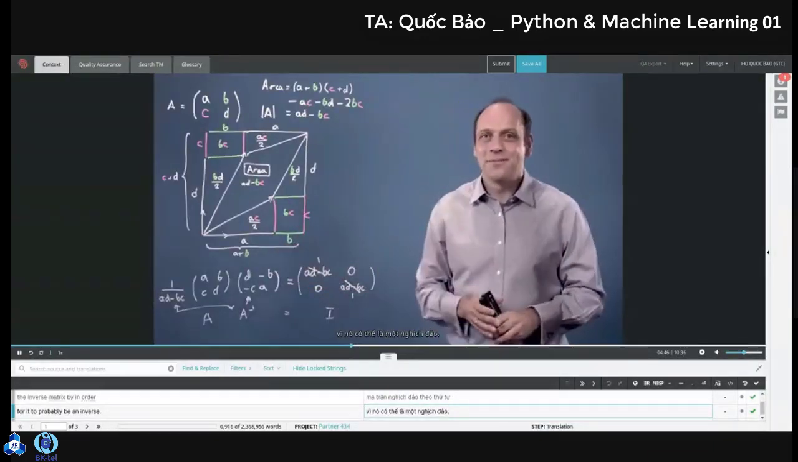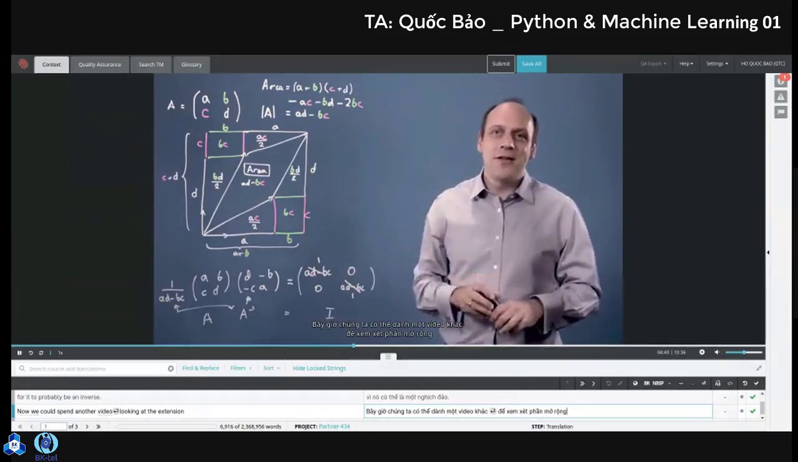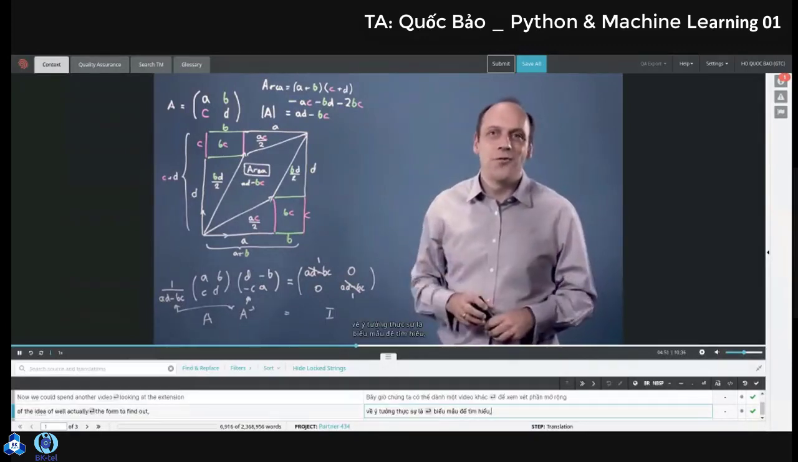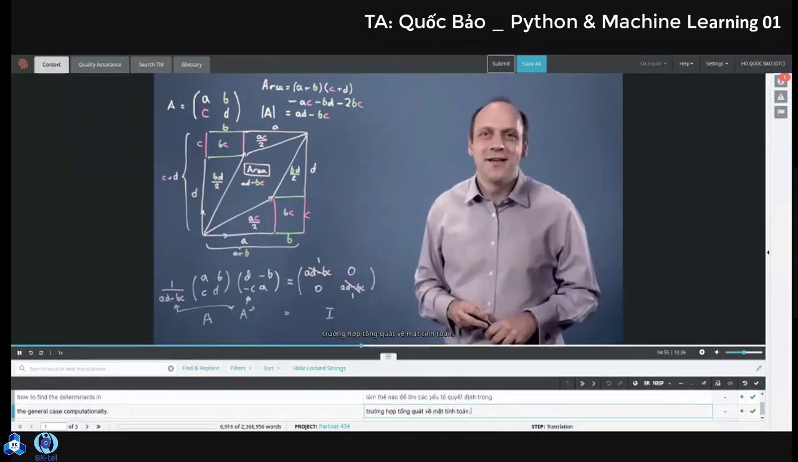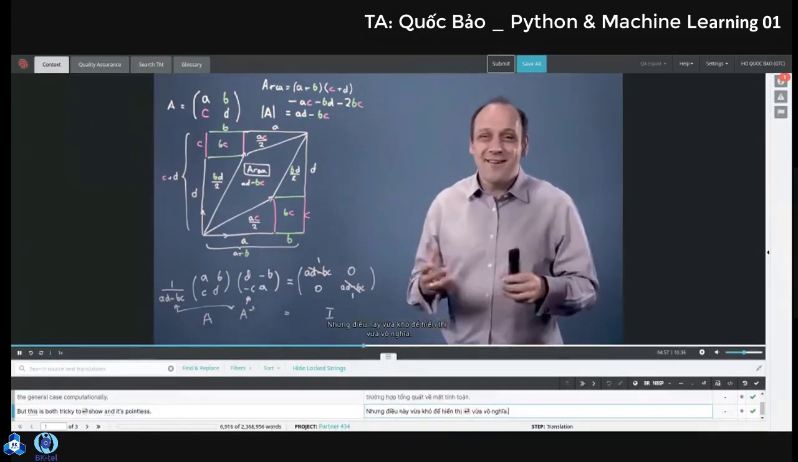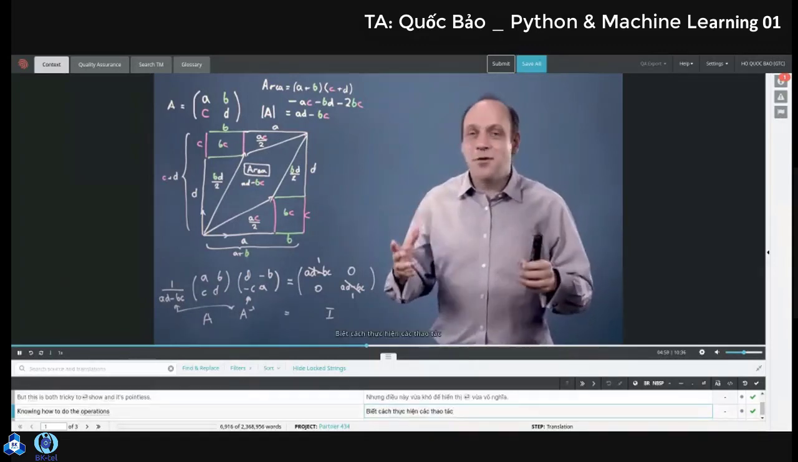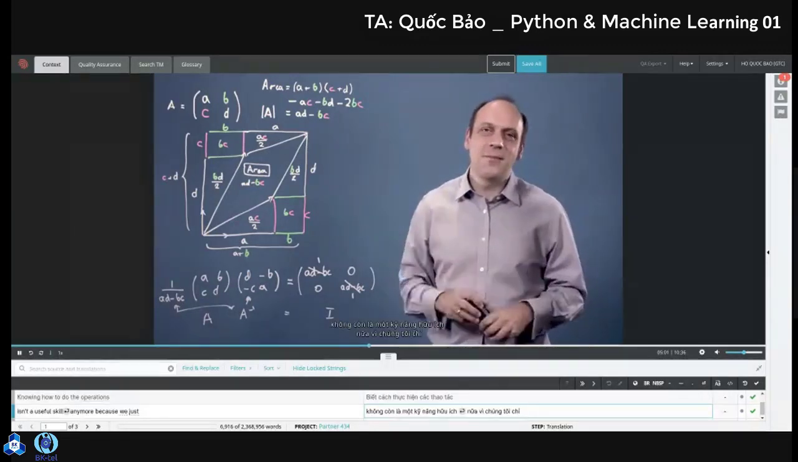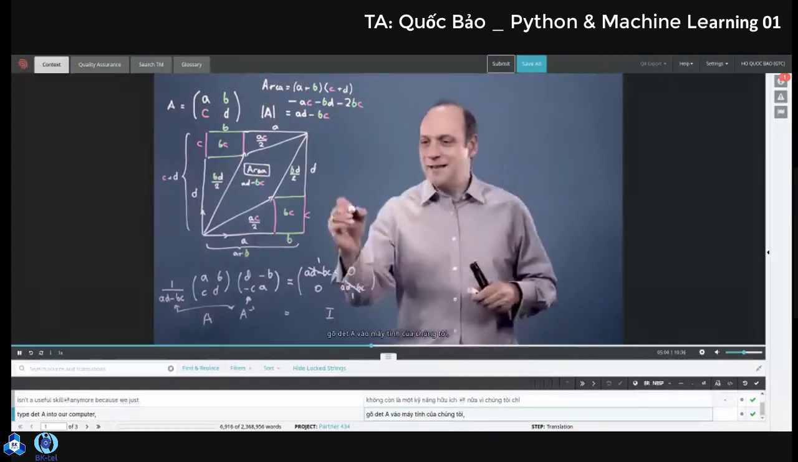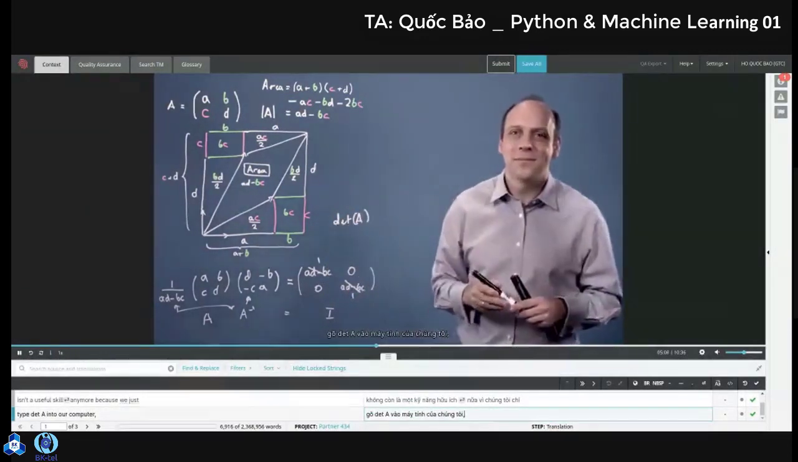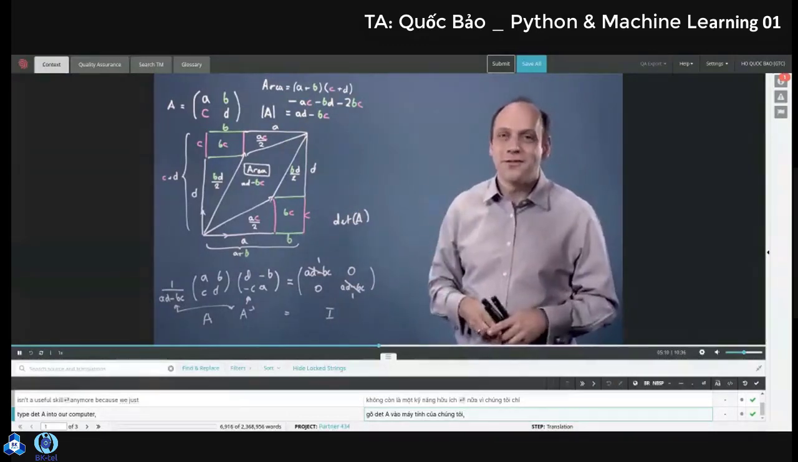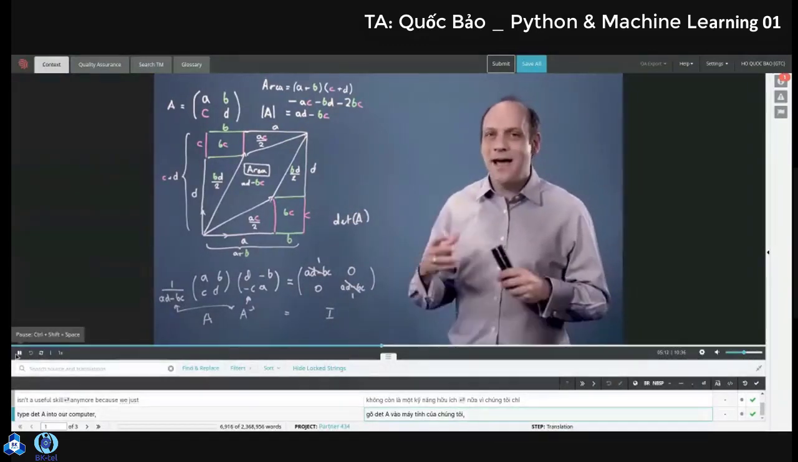Now we could spend another video looking at the extension of the idea of row echelon form to find out how to find determinants in the general case computationally. But this is both tricky to show and it's kind of pointless. Knowing how to do the operations isn't a useful skill anymore because we just type det A into our computer and Python or MATLAB will do it for us. From a learning perspective, it doesn't add much.